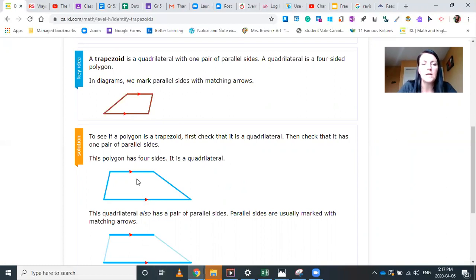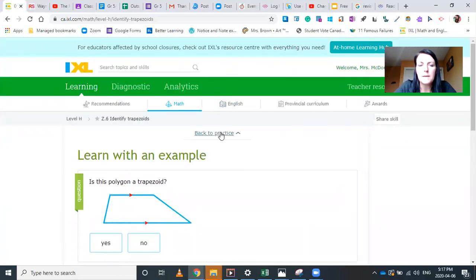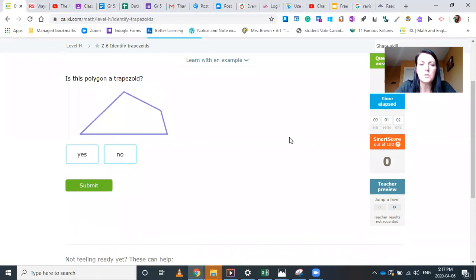Those 2 are parallel. You can see that the top and the bottom are parallel, but the sides are not parallel. They are not running alongside each other. Remember, parallel lines, they're like train tracks. They'll never meet. They're always perfectly aligned, straight. Okay, so a quadrilateral is a 4-sided polygon. Polygon, many-sided shape. In diagrams, we mark parallel sides with matching arrows. All right, so let's go back and see, is this polygon a trapezoid?